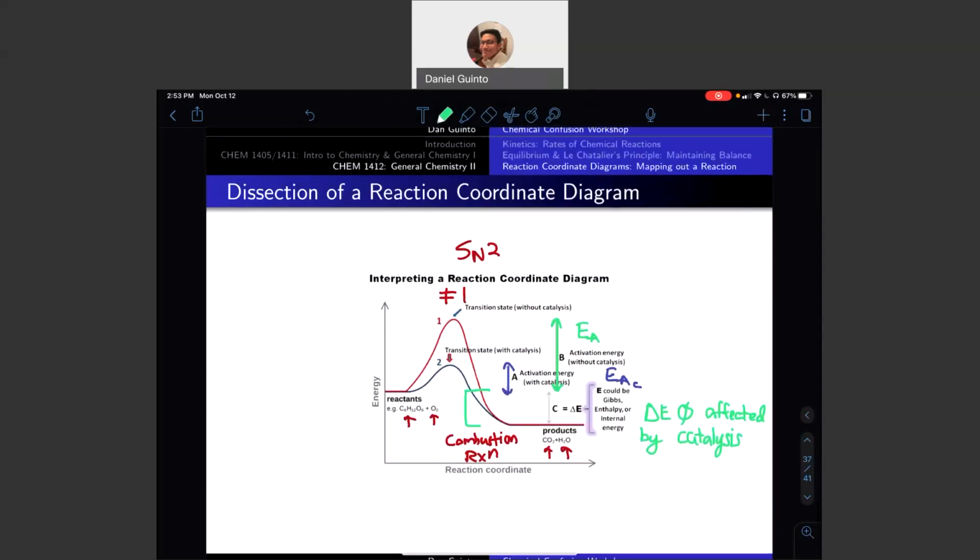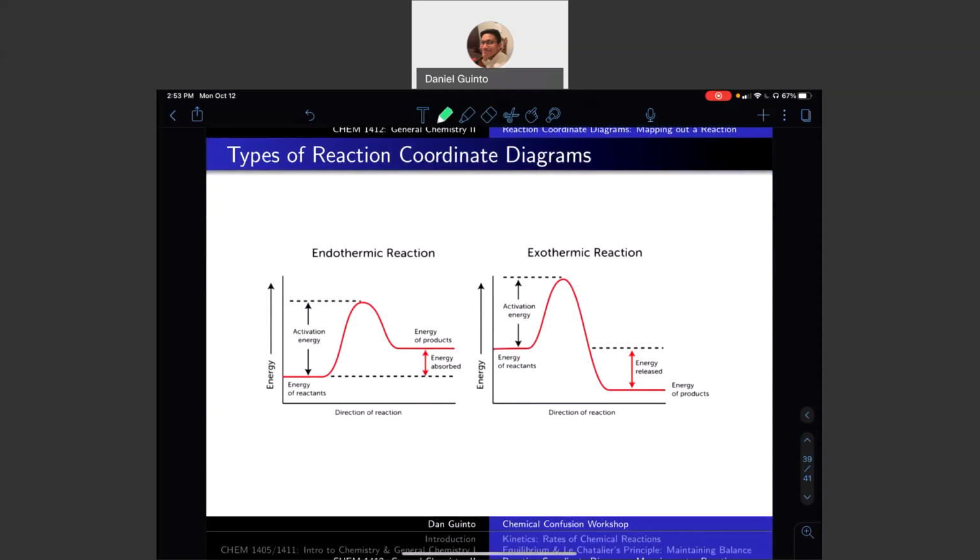And now going on to the other types of reaction coordinate diagrams, we have endothermic and exothermic reactions. The way to tell whether a reaction is exothermic or endothermic is by determining the position of your reactants and your products with regard to the y-axis, which is energy. So if the energy of your reactants is lower than the energy of your products, it's going to be endothermic, which means you gained energy. If it's exothermic, you're going to be losing energy, which is what we saw with almost every one of the reactions before. So delta E in this case is going to be positive. Delta E in this case is going to be negative.